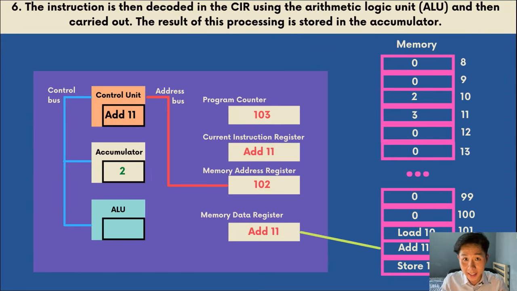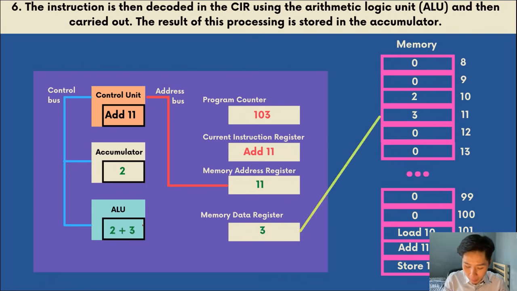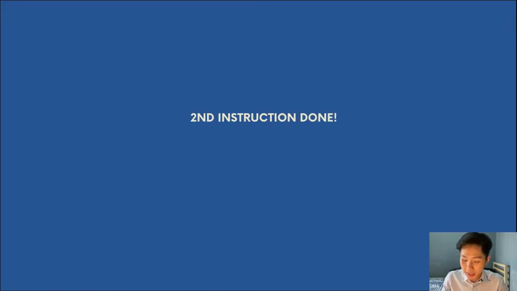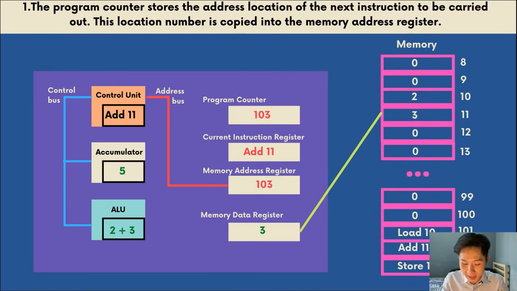So for this instruction at 11, again, we are not adding the value 11, we are adding whatever is inside location 11 in the memory unit. So the ALU will then carry out what is required, 2 plus 3, and the result of this processing is stored in the accumulator. The result of the ALU is stored into the accumulator. But the value is still not stored in our memory unit yet. So we need to do another cycle, the third cycle.